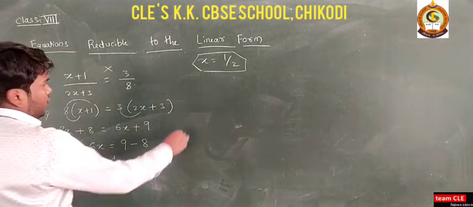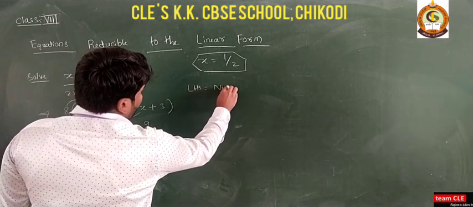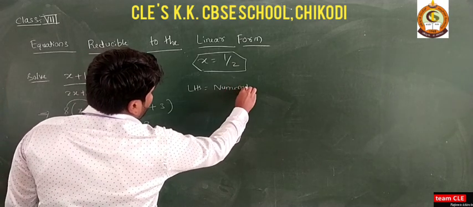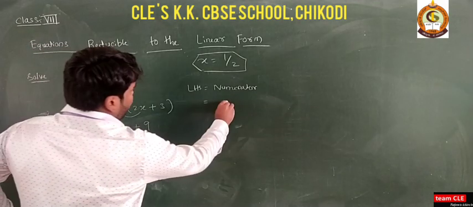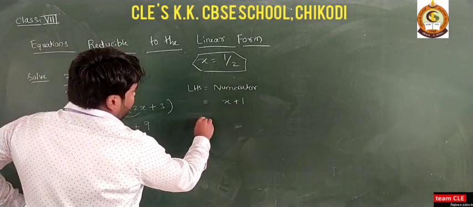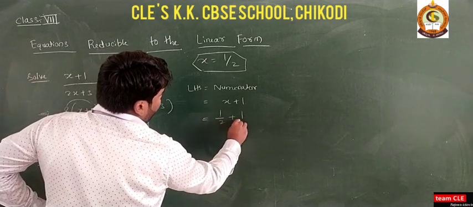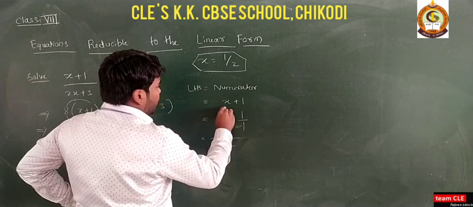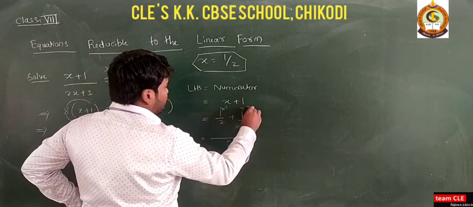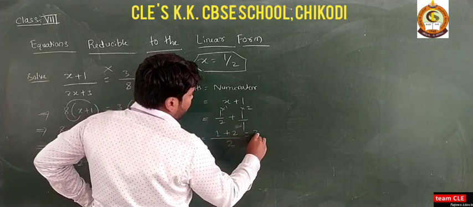In the LHS, I consider first the numerator part. The numerator part is x plus 1. Just substitute x is equal to 1 by 2, that means 1 by 2 plus 1. If there is nothing, you have to take it as 1. So LCM is 2, 1 into 1 into 2. So 1 ones are 1, plus 1 twos are 2. We are getting 3 by 2.